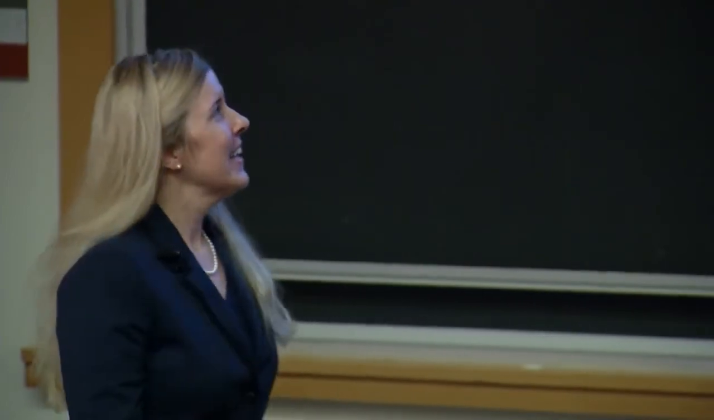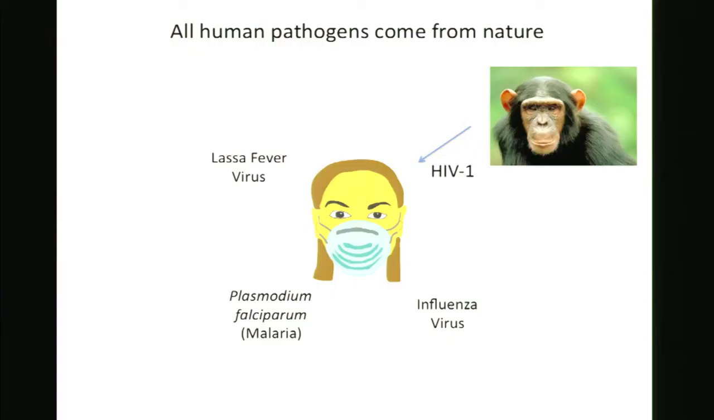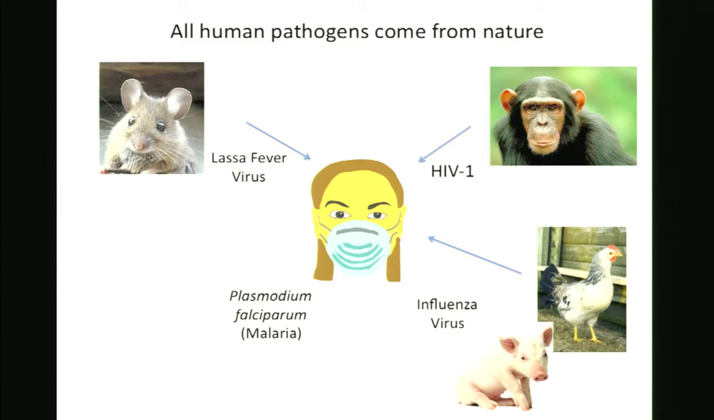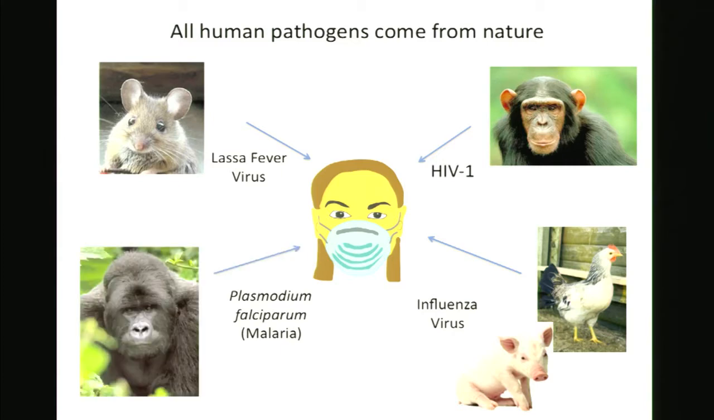All right, so as you know, humans face many different bacterial, viral, and eukaryotic pathogens, and all of these pathogens came to us at some point or another from nature. For instance, HIV-1 was a cross-species transmission from chimpanzees. Africans are regularly infected by Lassa fever virus, which they acquire through contact with local rodent populations. New strains of flu come to us from birds and pigs. And Plasmodium falciparum, the causative agent of malaria, was transmitted to humans from gorillas.